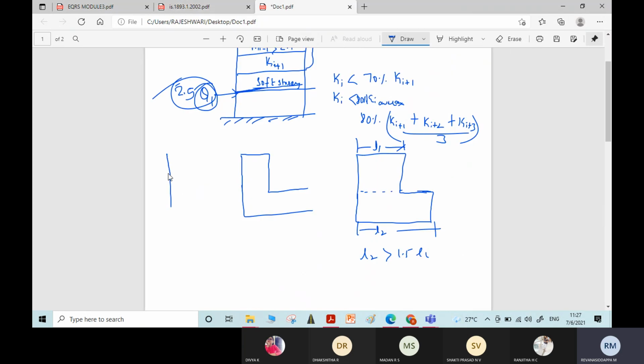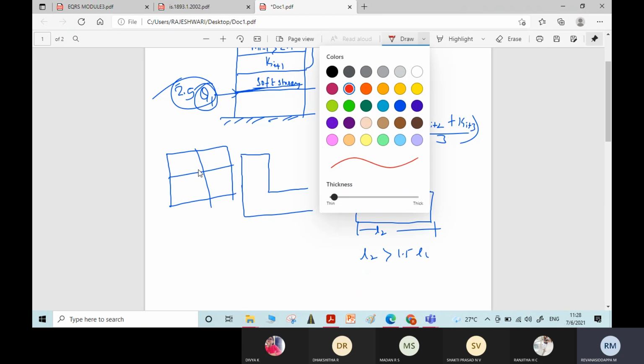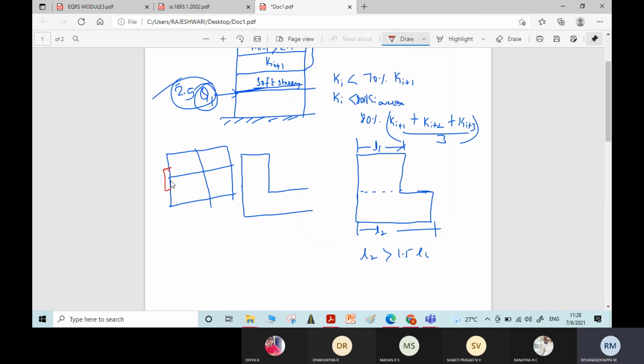Suppose this is the plan of the building. You have to provide the shear walls symmetrically on both the sides. Suppose you are providing shear walls at center of the span like this, you need to provide the symmetrical shear walls on all the sides of the building, or else you can provide shear walls at corners as well.